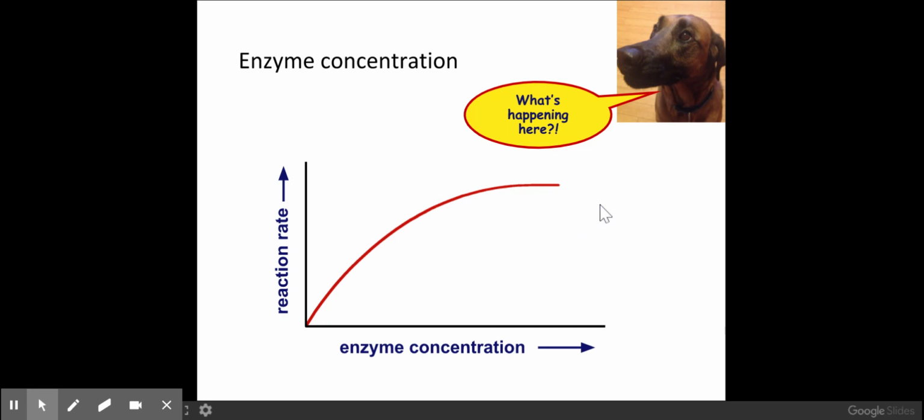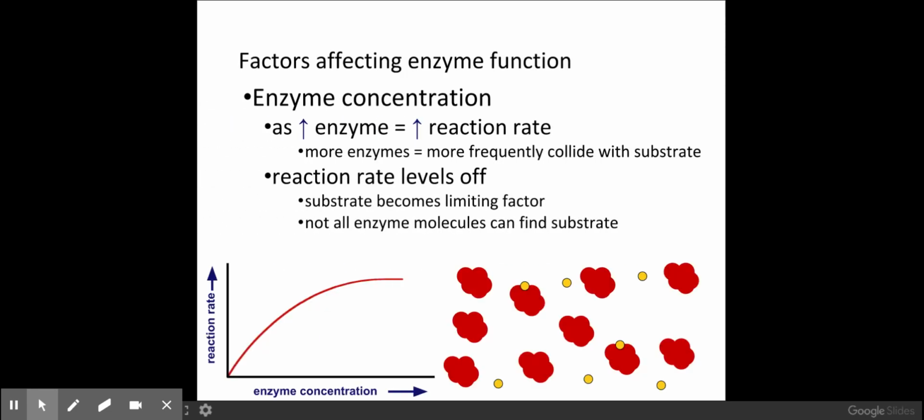So that enzyme is working at its optimal rate here. It can't go any faster. Generally, that's because all of the enzyme is interacting with the substrate. So if you think about it like this, as you increase the amount of enzyme, you're going to increase the reaction rate because the more enzymes there are, the more frequently they interact or collide with the substrate.